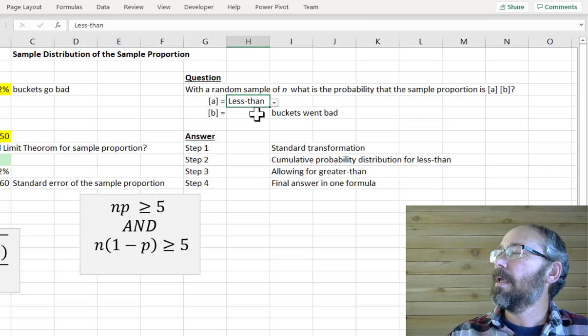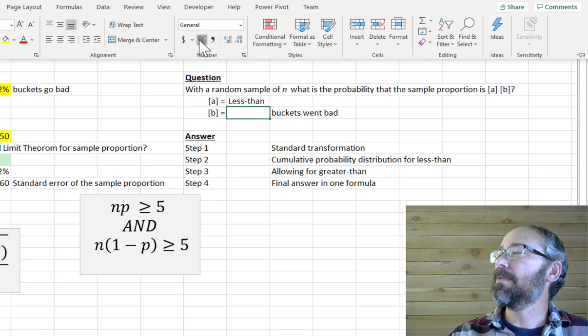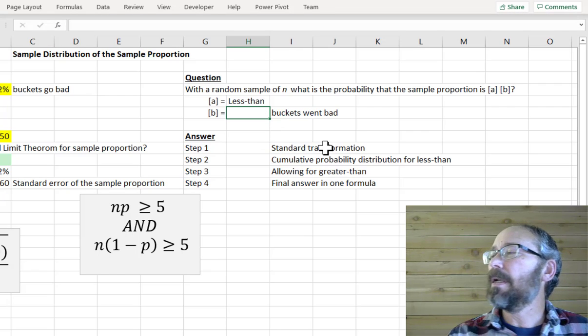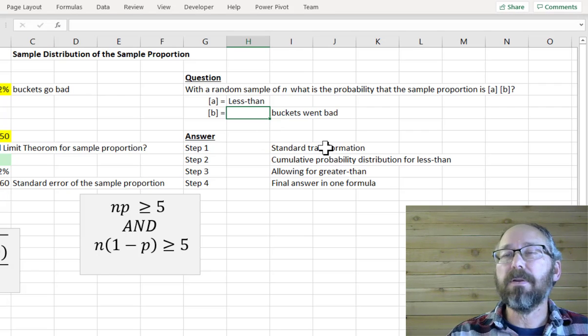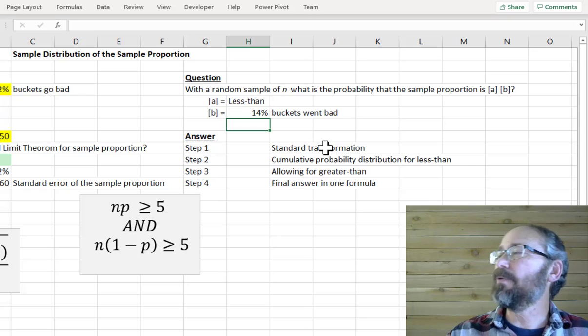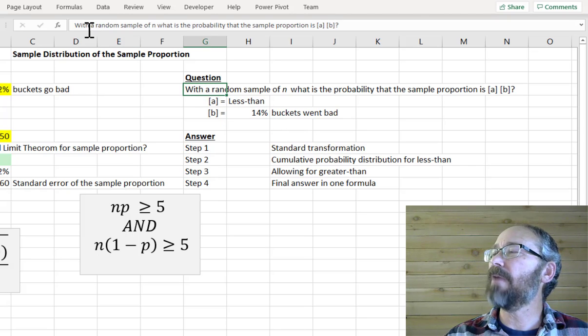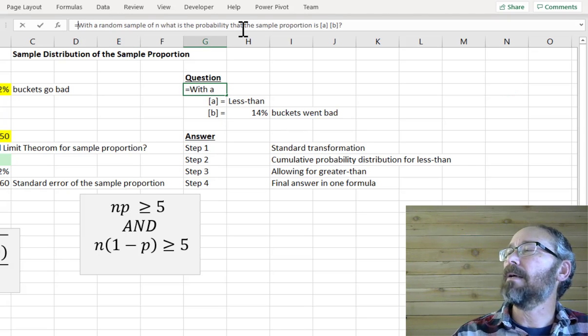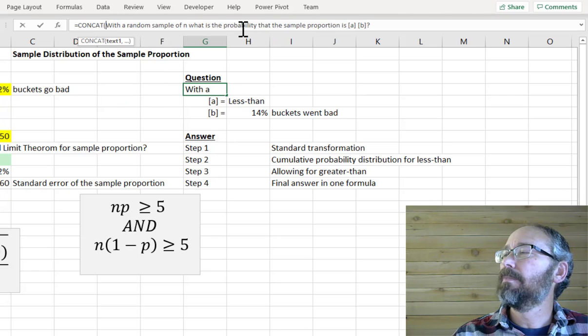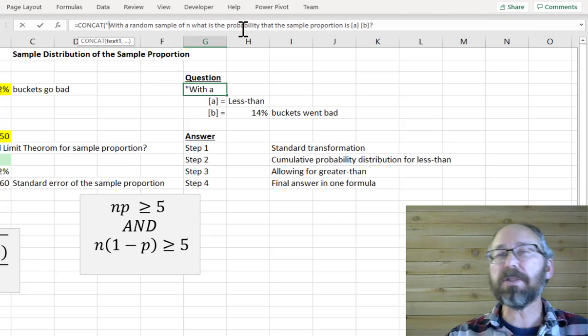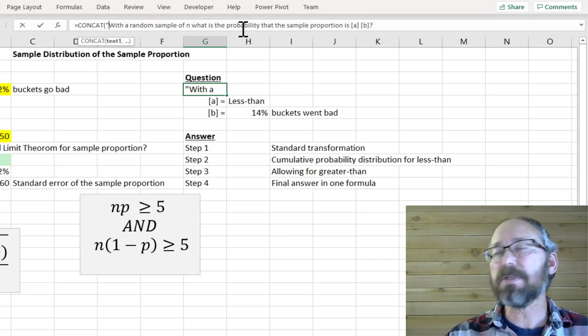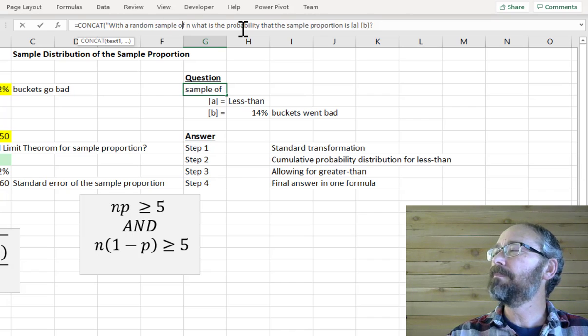There we go. And here we want a percentage, so let's change it to percentage. And we want to know something about the sample mean. So what if we said 14%? So let's modify our question here with that concat function. This is really helpful, especially if you're delivering something to someone else, to simplify it for them.